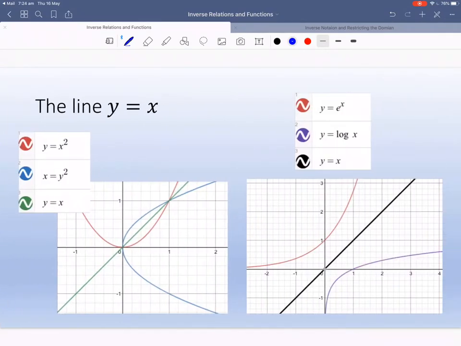Okay, let's keep going. There's one more thing. We can actually see it visually, along this line. This is the line y equals x. I've just drawn it there. So we can see it along the line y equals x.